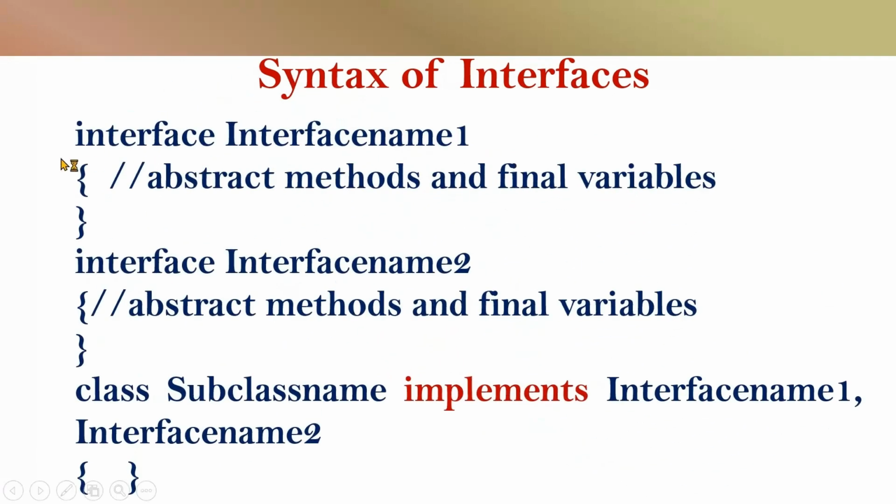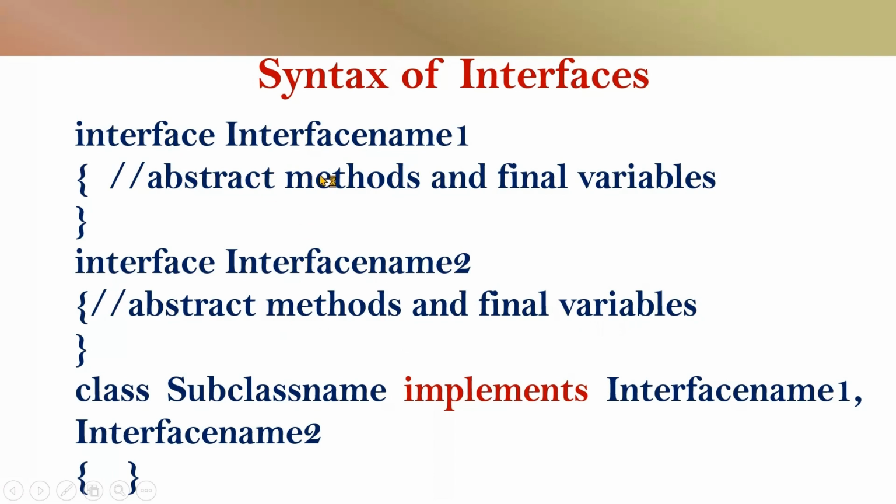Now coming to the syntax of an interface, how do you write it? As I said, we use the interface keyword followed by the interface name. Let's say the first interface, so I'm writing interface name 1. Inside that we write abstract methods and final variables of interface 1. Then close the brace. Then one more interface keyword followed by interface 2, then abstract methods and final variables for interface name 2.